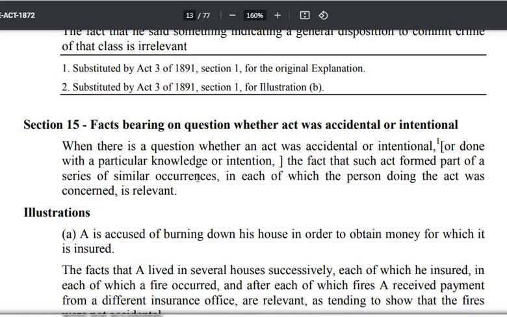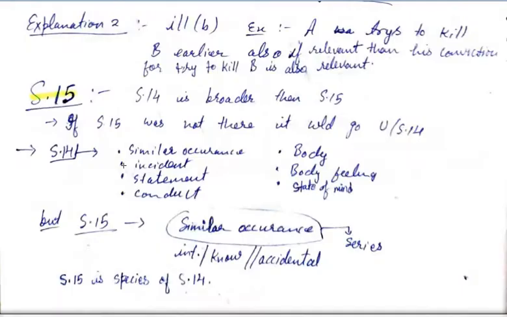जबकि 14 में क्या है? 14 में similar occurrences भी relevant होंगे. Similar occurrences will also be relevant. Say any other incident, any other individual incident will also be relevant. Similar occurrence भी होंगे, any other individual incident भी होगा relevant, or any other statement or any conduct will also be relevant.